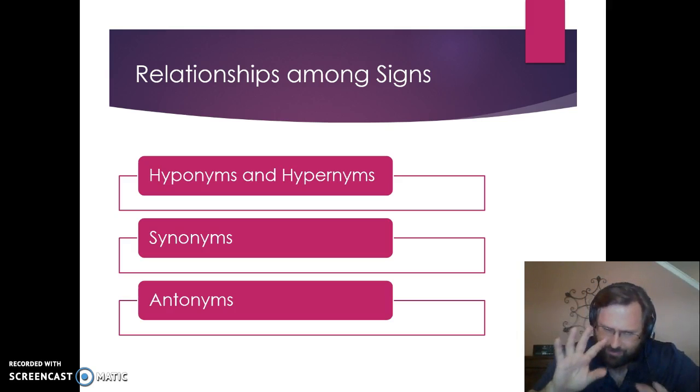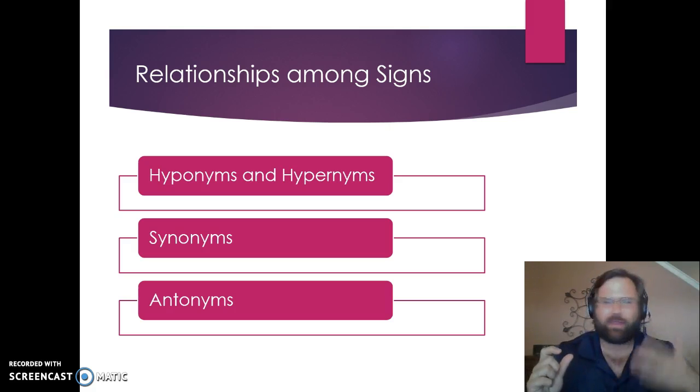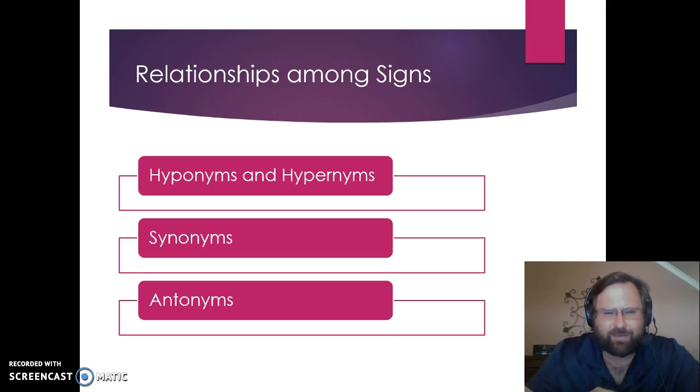So we need to be able to think about words in these terms, especially those of you that are going to go on to be interpreters, because oftentimes you'll hear a word that's a particular hyponym in English, and in ASL you may not have that word. You may only have the hypernym, or vice versa. So you have to think, how can you get to that specific meaning?